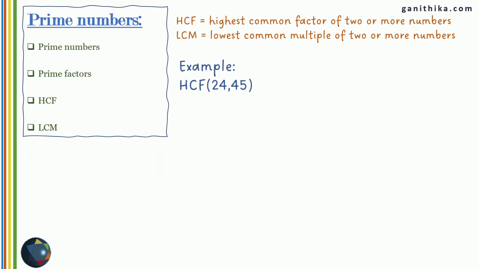What is HCF of 24 and 45? For this, you need to prime factorize 24 and 45 and find the common factor, which is 3 in this case. Therefore, the highest common factor for 24 and 45 is 3.